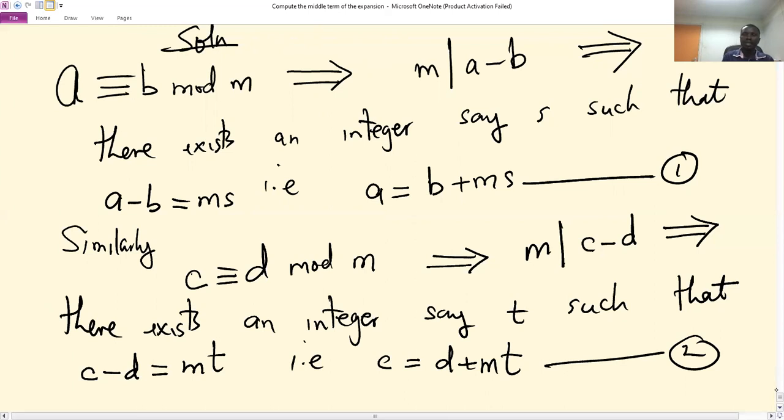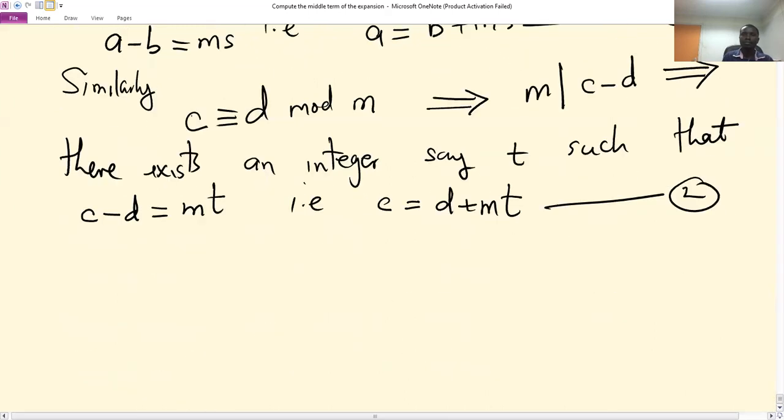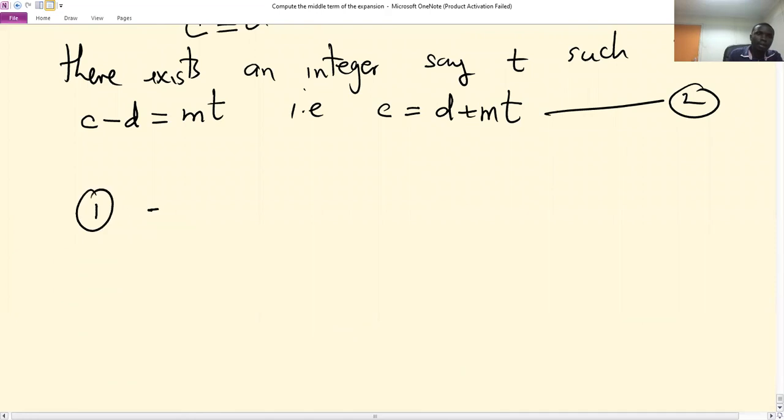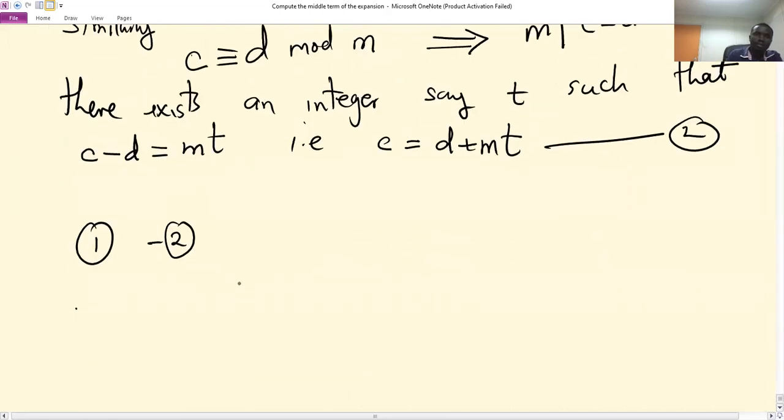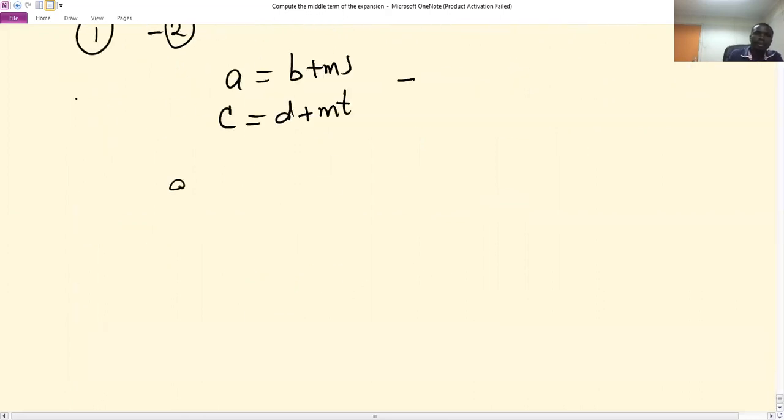Now subtract 1 and 2. So 1 minus 2 will give us, remember equation 1 is A equals B plus MS, 2 is C equals D plus MT. So subtracting means I'll have A minus C equals B plus MS minus D plus MT.